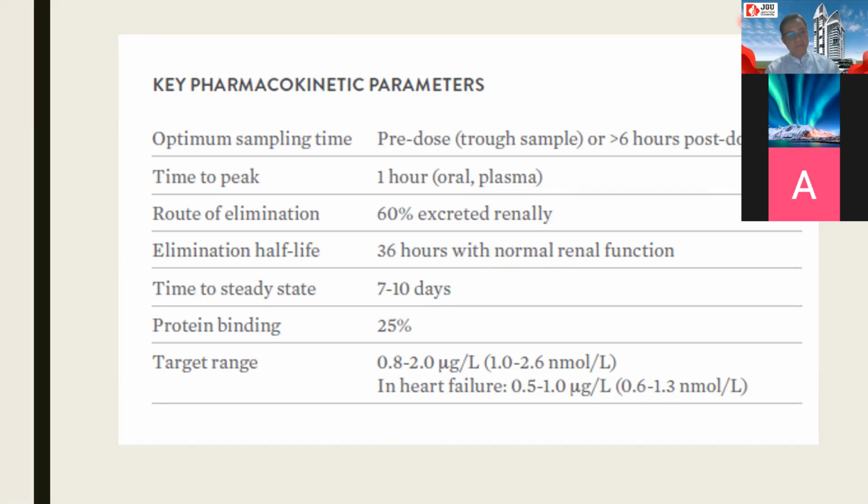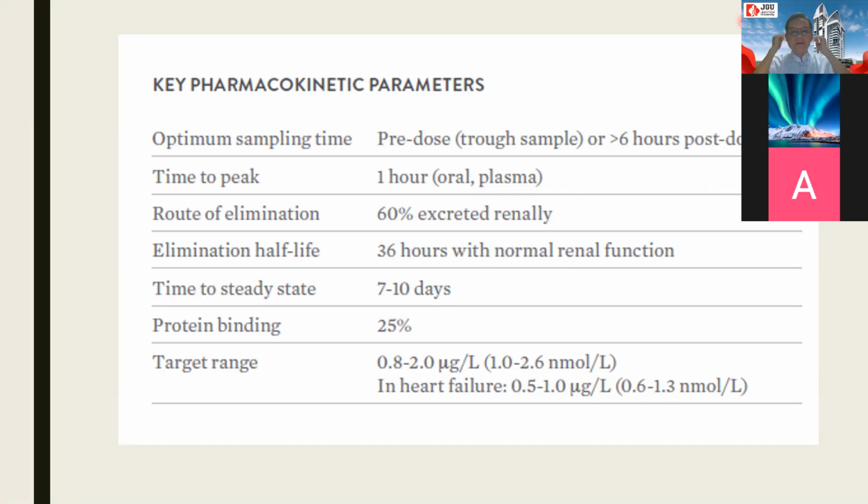Anybody? Wait for the distribution. Yes, we have to wait for the distribution phase. Wait for the distribution phase, meaning when the drug has already gone to the post-distribution phase, which we also call the terminal phase, or the elimination phase.